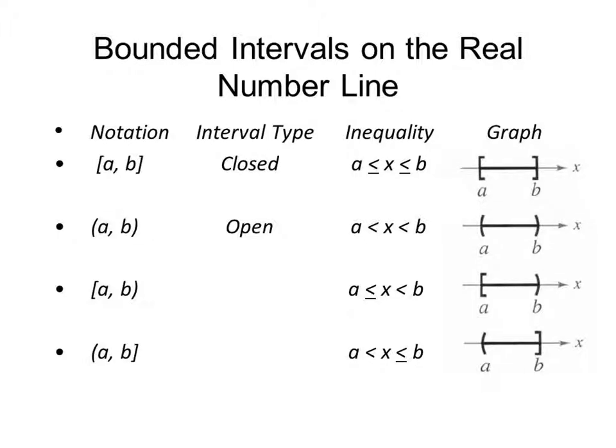So some intervals on the real number line are going to be bounded. And what that means is that we have a smallest value and a largest value, neither of which is infinity. So these are no infinity. You'll see here a bit of a difference in your notation. And the difference is really just with the graph.